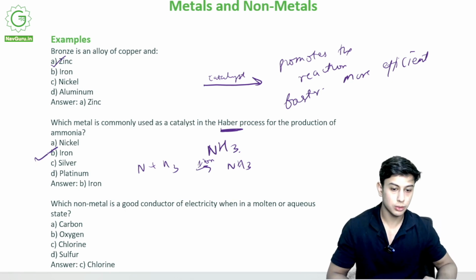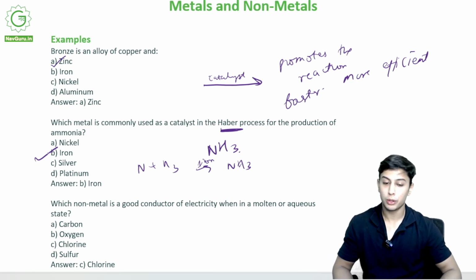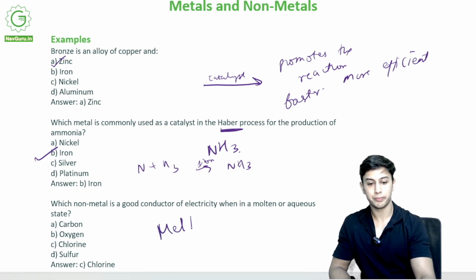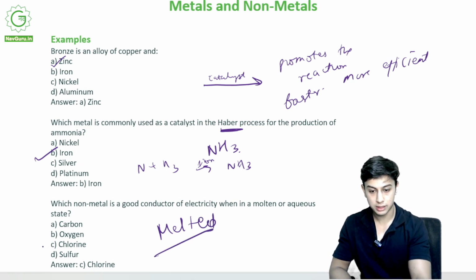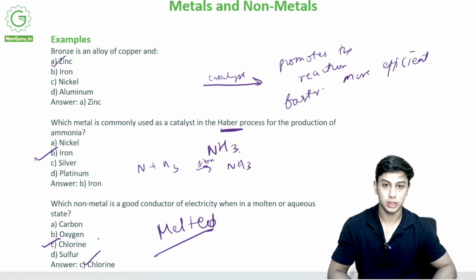Which non-metal is a good conductor of electricity when in molten or aqueous state? This is an important question. We all know non-metals do not conduct electricity, but as an exception, when it is in the molten state, when it is melted, it will conduct electricity. Which one is this? Chlorine. It will conduct.